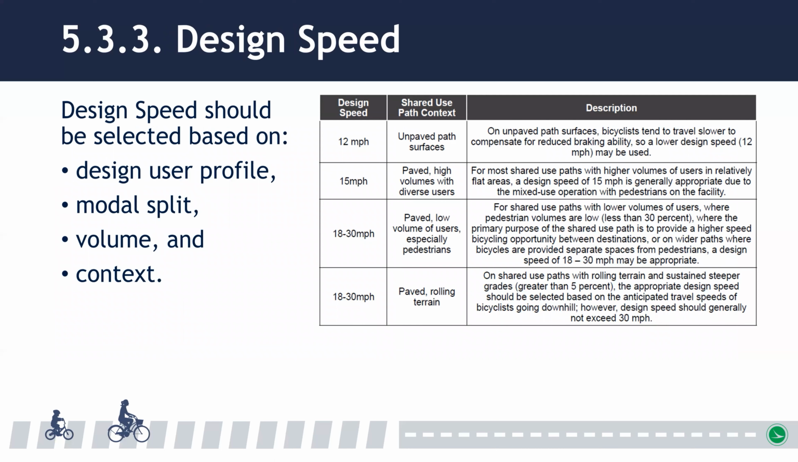Next, we'll discuss design speed. In most situations, shared use paths should be designed for a speed that is comfortable and appropriate for the design user profile for the specific project area context. There is no single design speed that's recommended for all shared use paths, and design speeds may change along portions of a shared use path as they travel through different contexts.